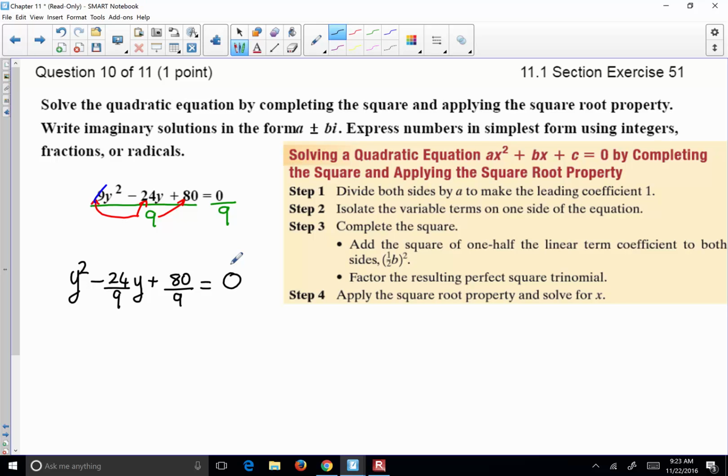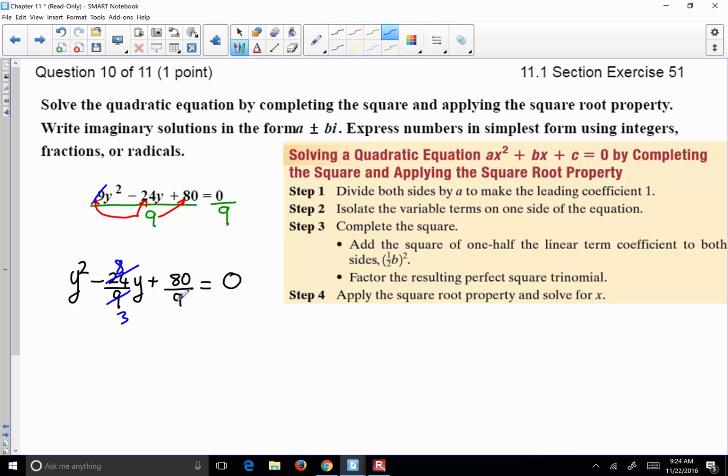Alright, are we through? Are we done with step 1? Have we finished dividing? Please simplify as much as possible. I see something common between 24 and 9. There is a common factor. You can cancel. What is it? You can reduce 24 over 9 by dividing both sides by 3.